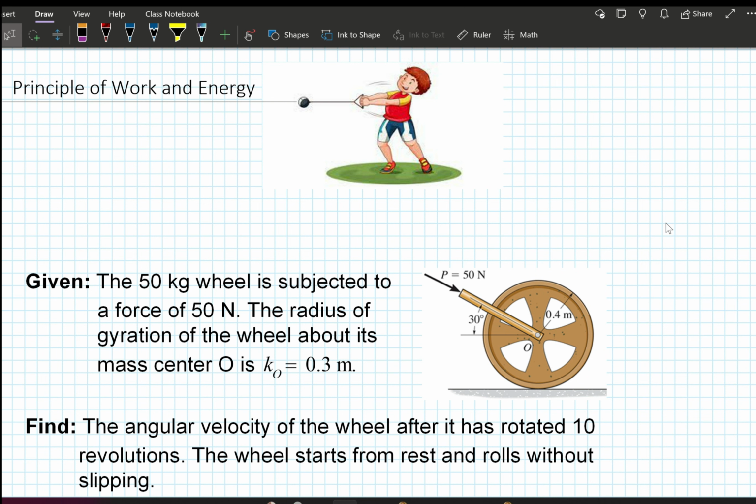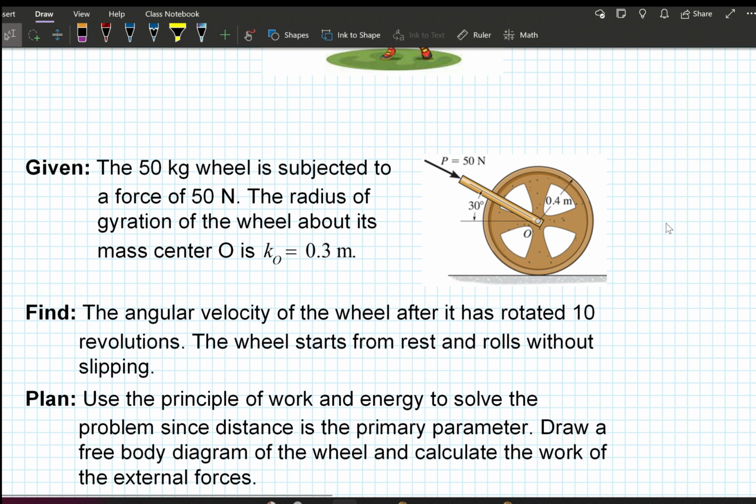So here's our example. We're given a 50 kilogram wheel and it's subjected to a 50 Newton force. The radius of gyration of the wheel about its mass center O, k sub O, is 0.3 meters. And we're told to find the angular velocity of the wheel after it has rotated 10 revolutions. The wheel starts from rest and rolls without slipping.